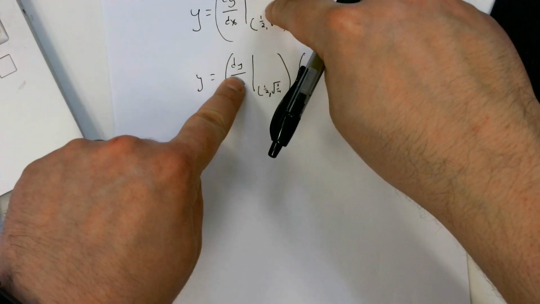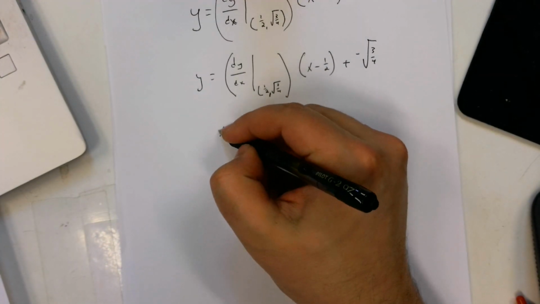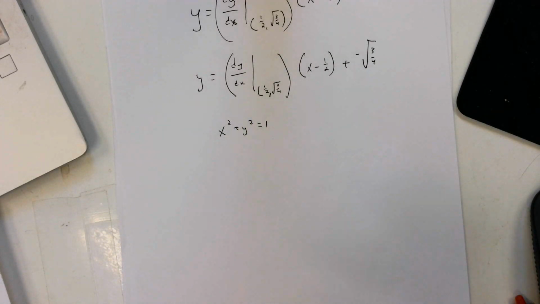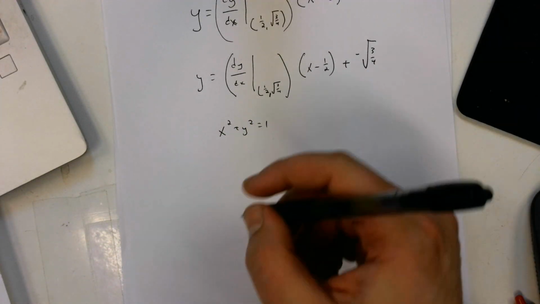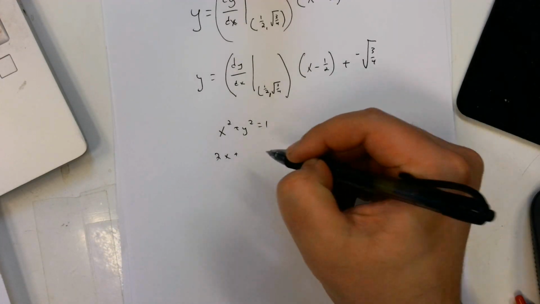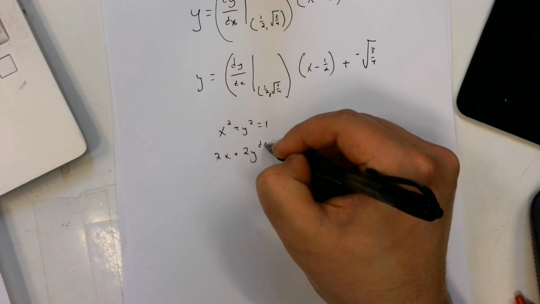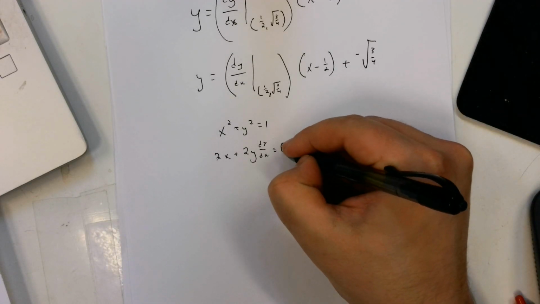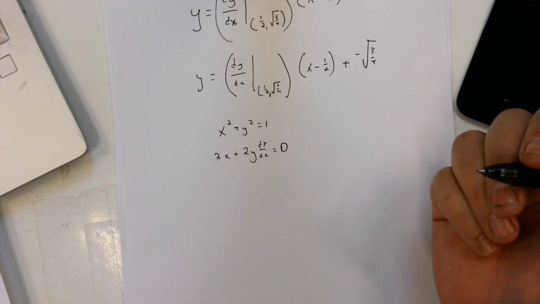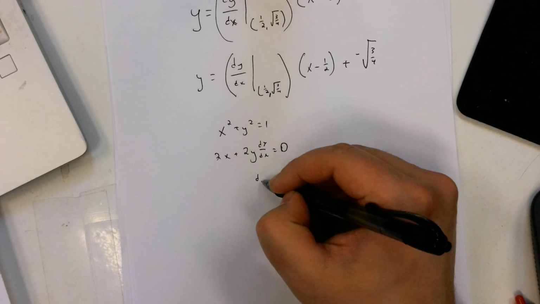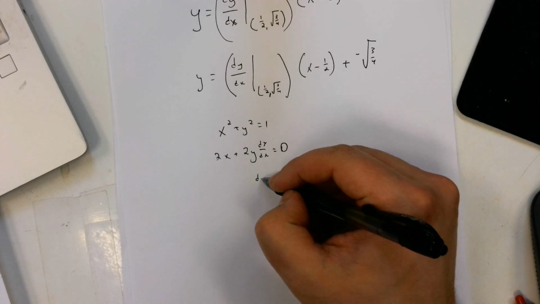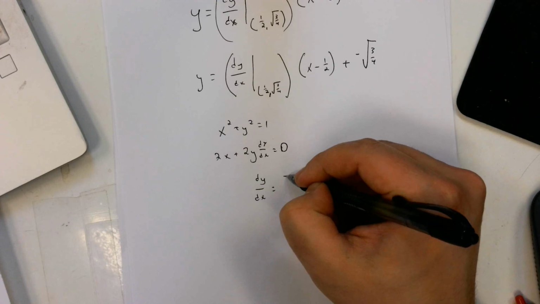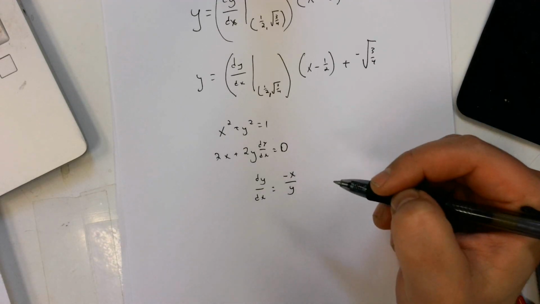I need these now, so I need to do my implicit differentiation. x squared plus y squared equals 1. Give you a second to think about that. We've seen this before. 2x plus 2y dy dx equals 0. Subtract 2x, divide by 2y. dy dx equals negative x over y.